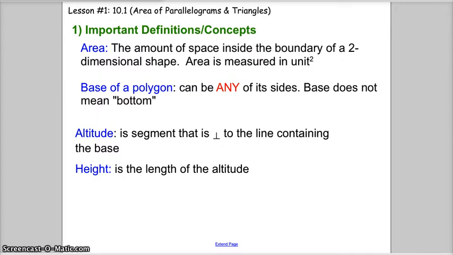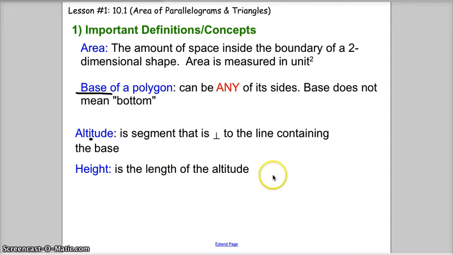The base of a polygon can be any of the sides of the polygon. Base does not necessarily mean bottom. What we're going to use when we talk about base is that the base is connected to the altitude. The altitude is a segment that is perpendicular to the line containing the base. Height is the length of the altitude.